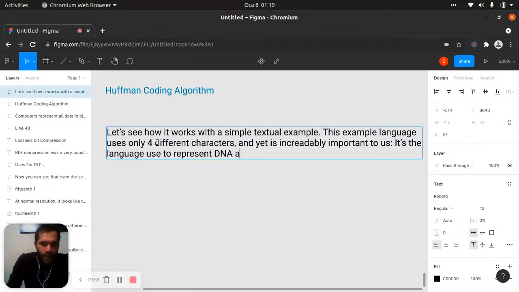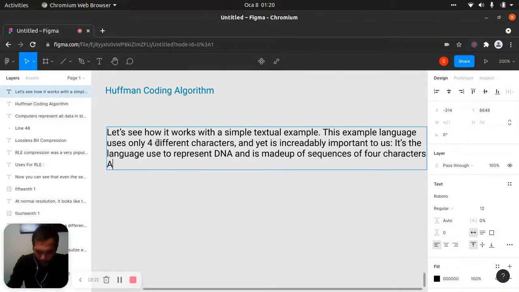DNA is made up of sequences of four characters, which is A, adenine, cytosine, I think, guanine, and thymine.